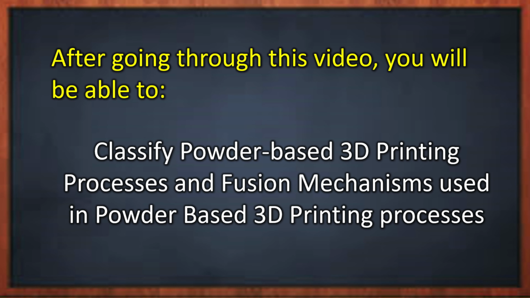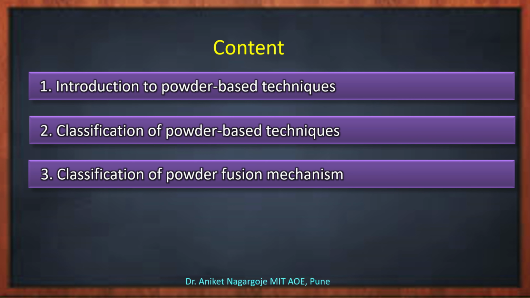After going through this video, you will be able to classify powder-based 3D printing processes and fusion mechanisms used in powder-based 3D printing processes. In this video we will see the classification of powder fusion mechanisms. This video includes an introduction to powder-based 3D printing processes and their classification, and at the end we will see how the fusion mechanisms are classified based on the nature of fusion of the powder material used in various powder-based 3D printing processes.